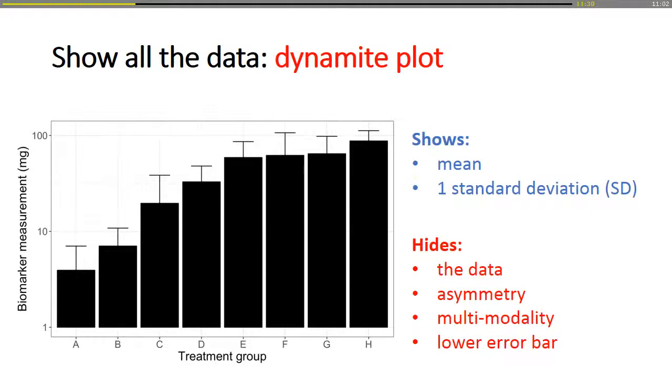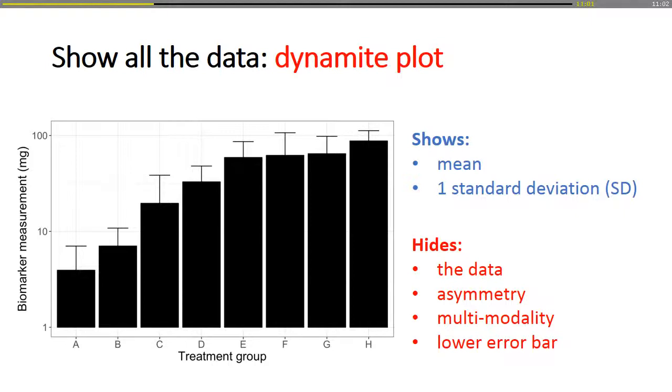It's called a dynamite plot. Here we've got some different treatment groups, and the mean biomarker values are shown as the height of the bars. And these plungers, or these error bars, are showing plus one standard deviation. But this type of graph doesn't show a lot of information. They don't show us the data. They don't tell us whether the distribution was asymmetric. It doesn't tell us whether it was multimodal. And we don't even see the lower error bar.